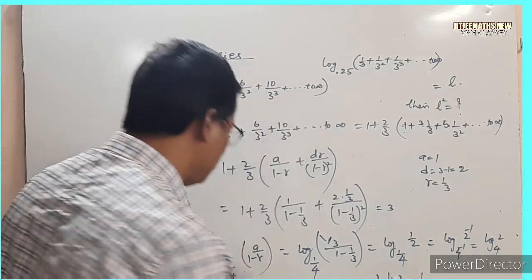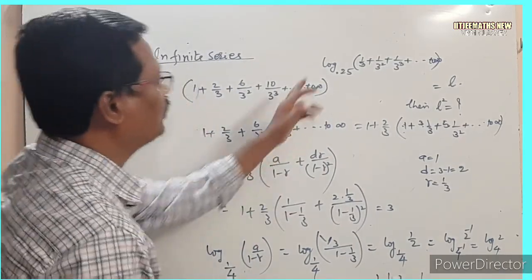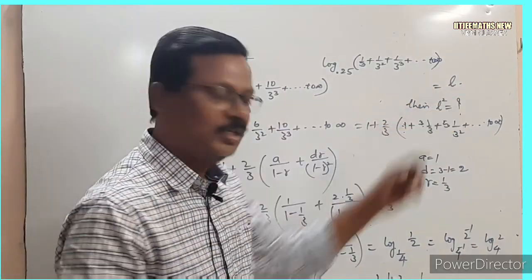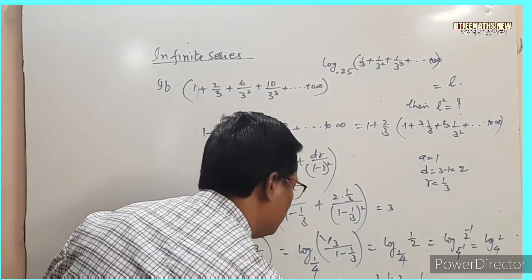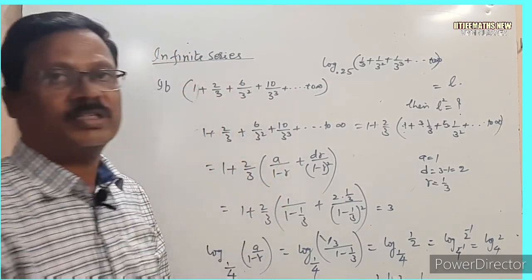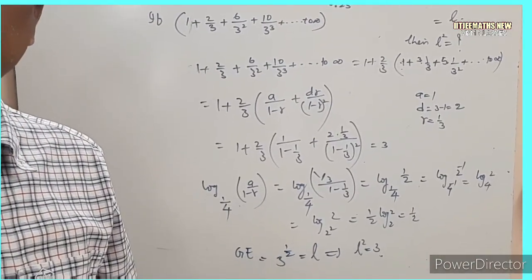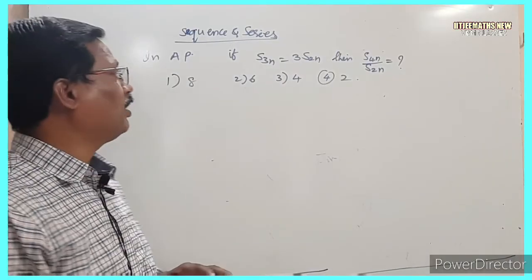Now this base is 3 power, right? This base is what? 3 power how much? 1 by 2. This answer what they given? L. Therefore L is equal to 3 power 1 by 2. Then what will be the L square? L square is equal to 3. Okay, that is the answer.